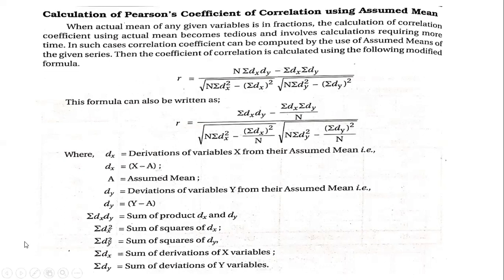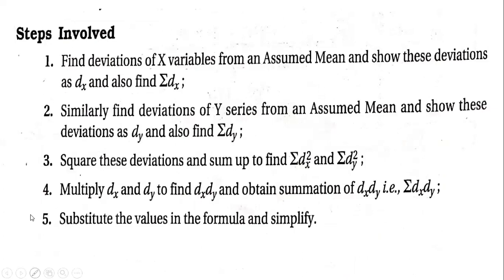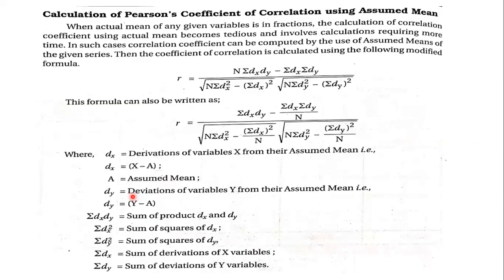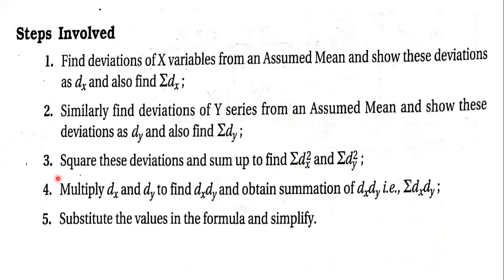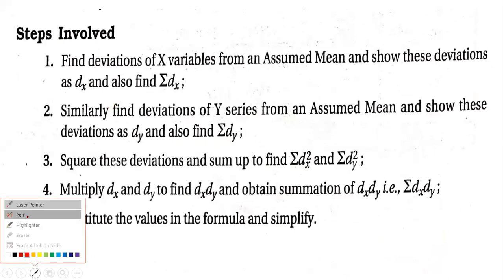The formula we saw was n sigma dx dy minus sigma dx into sigma dy, whole divided by square root of n sigma dx square minus sigma dx whole square, into n sigma dy square minus sigma dy whole square. We also saw what all these notations mean and a few of the steps involved.